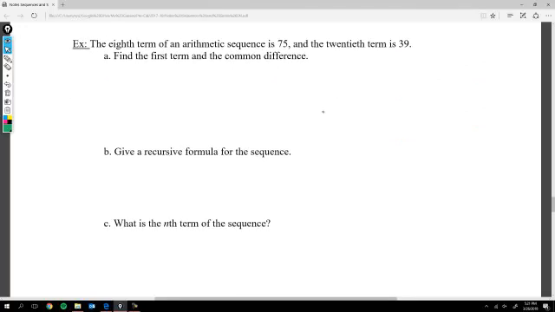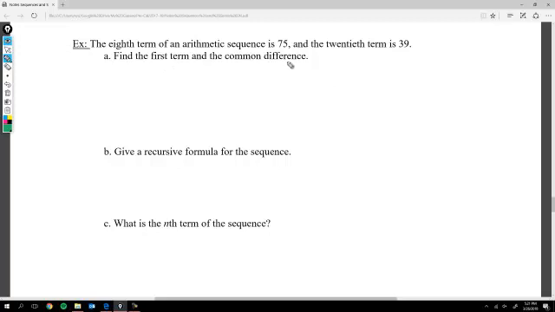All right, next example. I'm given that the 8th term of some sequence is 75, the 20th term is 39. I want to find the first term and the common difference. Okay, so here's some things I know.